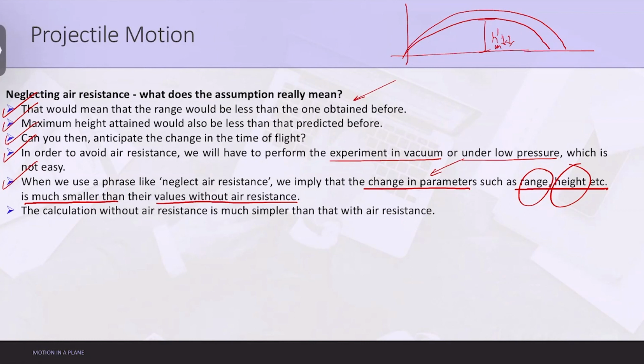The calculation without air resistance is much simpler than with air resistance. Quite evident, because air resistance depends on pressure, and pressure may change with the scenarios, and with the position of the object also. So it is quite difficult to take air resistance into account. The complexity of the calculation will increase. To decrease that complexity, we neglect the air resistance. That is the basic reason for neglecting air resistance.